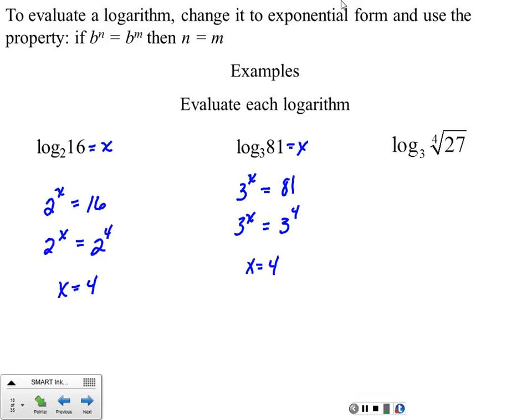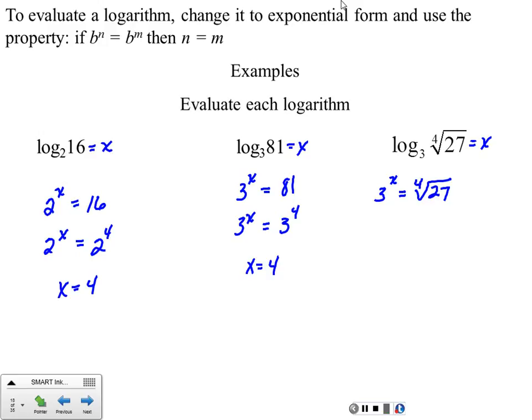Now, the one on the right, the far right, that one's not so easy. We're going to have 3. Again, you can set it equal to x. 3 to the what power is going to give you the 4th root of 27? Well, I'm covering this in Math 100 right now. So those of you who came through Math 100, I know you learned how to do this.